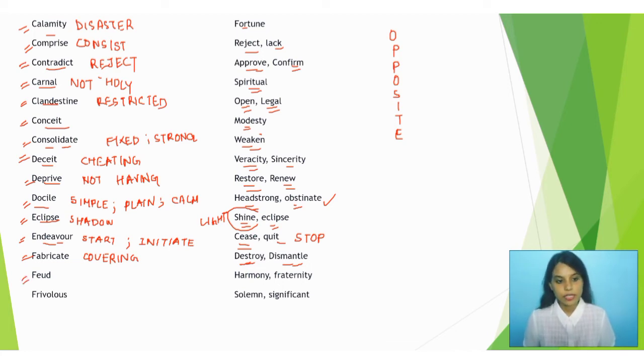Next is feud. Feud means like war. And the opposites are harmony or fraternity. Fraternity means brotherhood. Next is frivolous. Frivolous opposite is solemn or significant, meaning important. Of course, the opposite would be non-important.